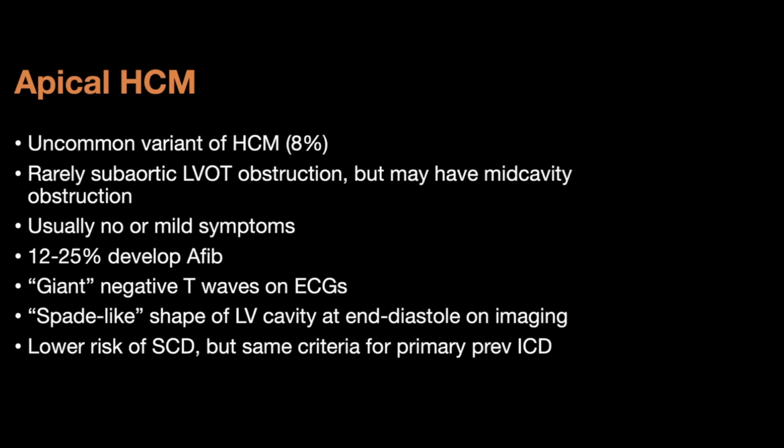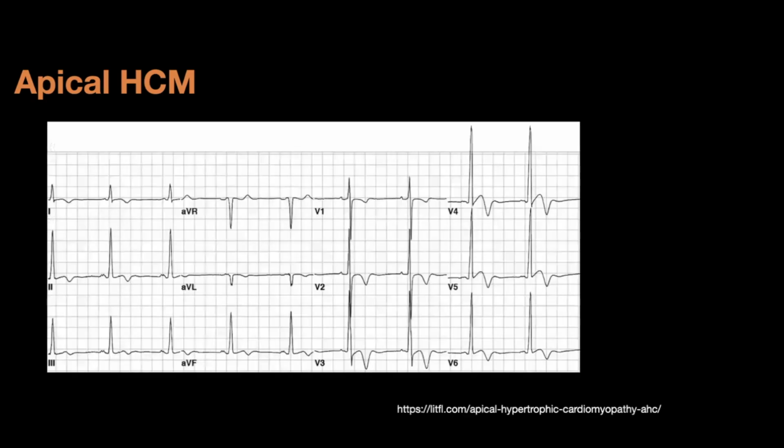We saw that this ECG had those giant negative T waves in the apical-related leads. And then, as Jeffrey had discussed, the spade-like sign that's typical of the LV cavity in diastole on imaging. You can see it on echo, MRI, or CT. These patients have a lower risk of sudden cardiac death, but we use the same criteria for primary prevention ICD to determine whether they would benefit from those therapies.